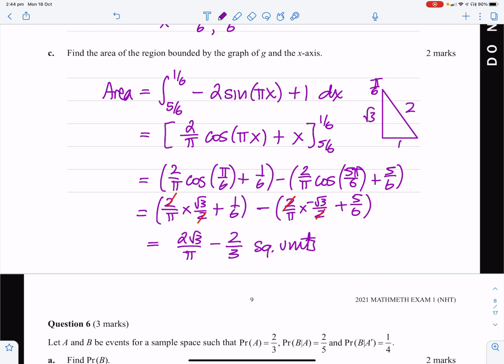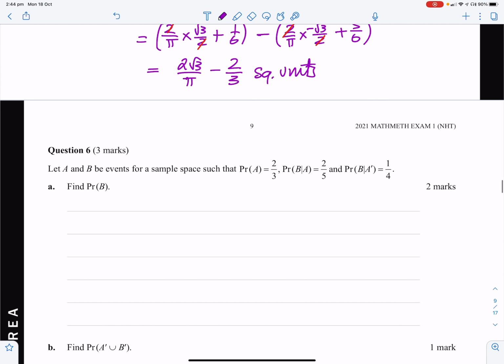Okay, the next one. A and B are events for a sample space such that the probability of A is a, probability of B given A, probability of B given not A is 1/4. So we know the probability of B given A is the probability of A intersects B over the probability of A.